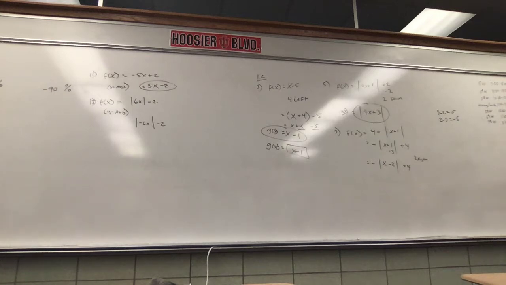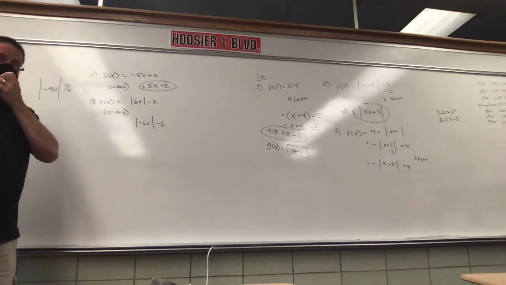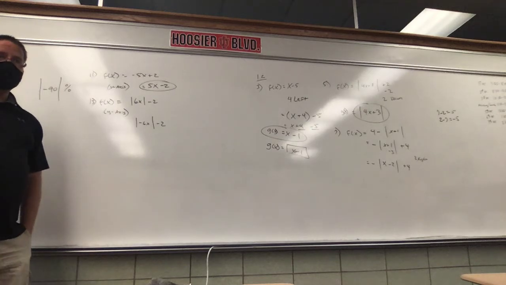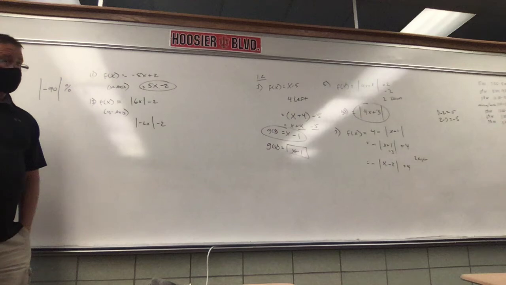But what if I gave him this? Did I get 90%? So what would you rather have? The absolute value of 90% or the absolute value of negative 90%? Negative. Well, it doesn't matter, they're the same. So instead of saying the absolute value of negative 6x, what's the same thing as the absolute value of negative 6x?